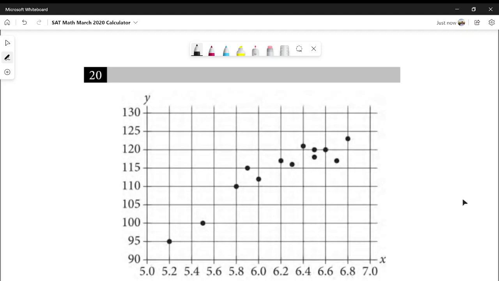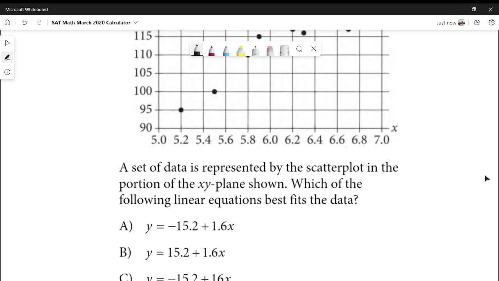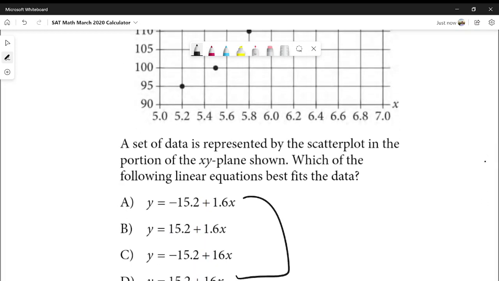Number 20. A set of data is represented by a scatter plot in the portion of the xy plane shown. Which of the following linear equations best fits the data? So all we gotta do is find the equation of the line of best fit. And so we can take any of these points and plug it into one of these equations.